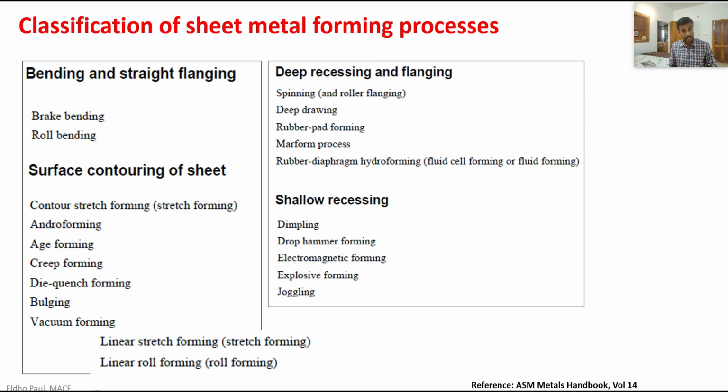And we have sheet metal operations, the basic one being bending. Here we place a sheet metal and bend it like this. There are different bending operations, like roll bending and break bending. Then surface contouring of sheet metals like bulging, edge forming, contour stretch forming, etc. We will discuss all these in the fourth module. Then we have drawing operations, etc., which come under sheet metal forming operations.